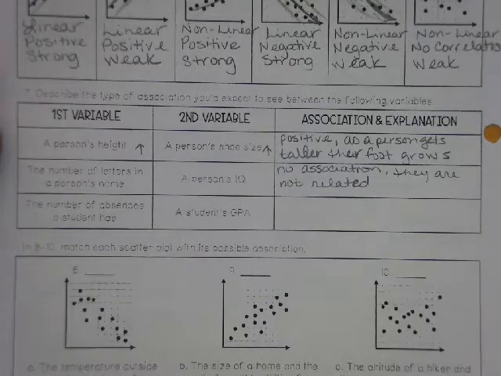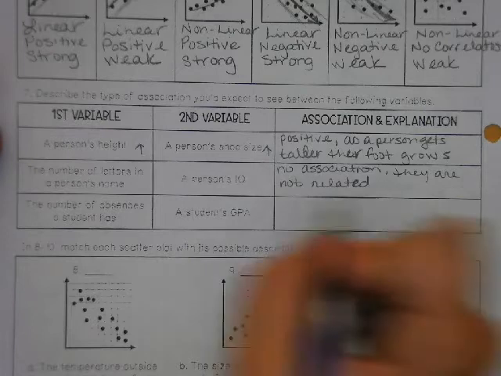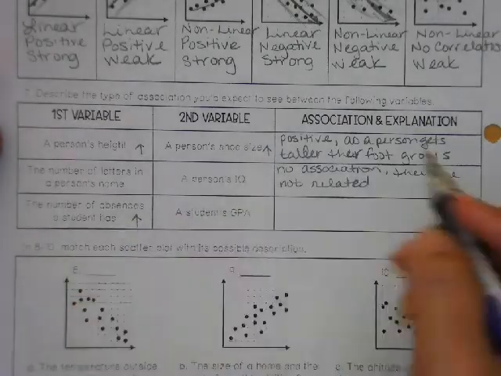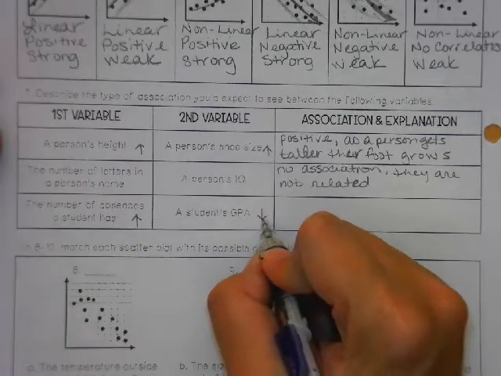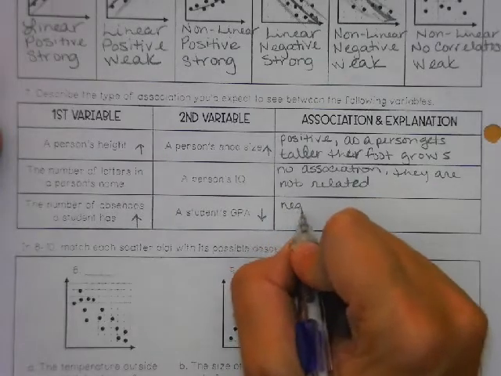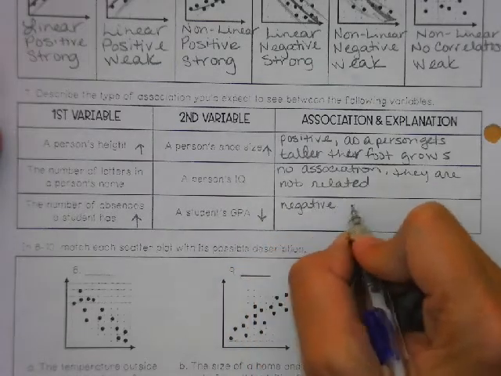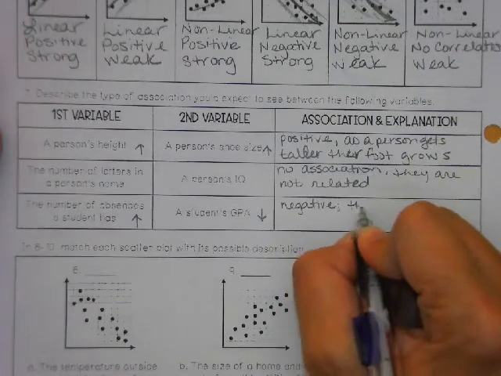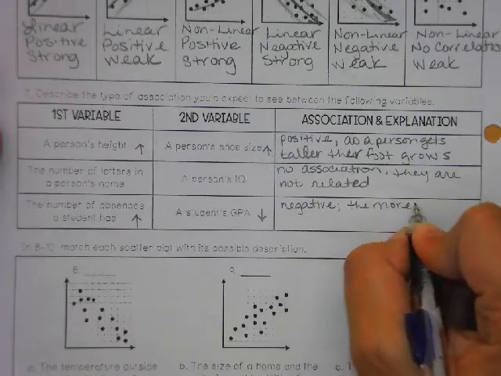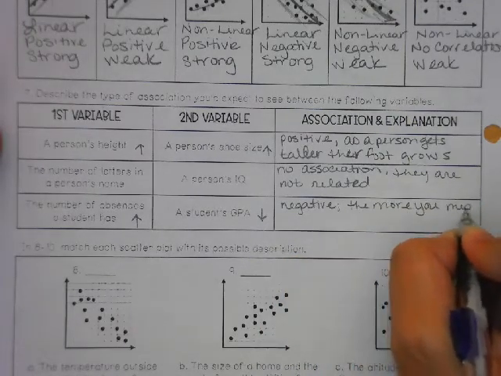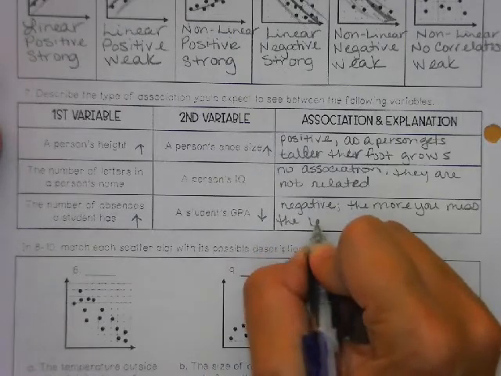The number of absences a student has and their GPA. So if you're absent a lot, your GPA tends to be low because you're going to have some missing work. So this is going to be an example of a negative association or a negative correlation. We can say the more you miss, the less you learn.